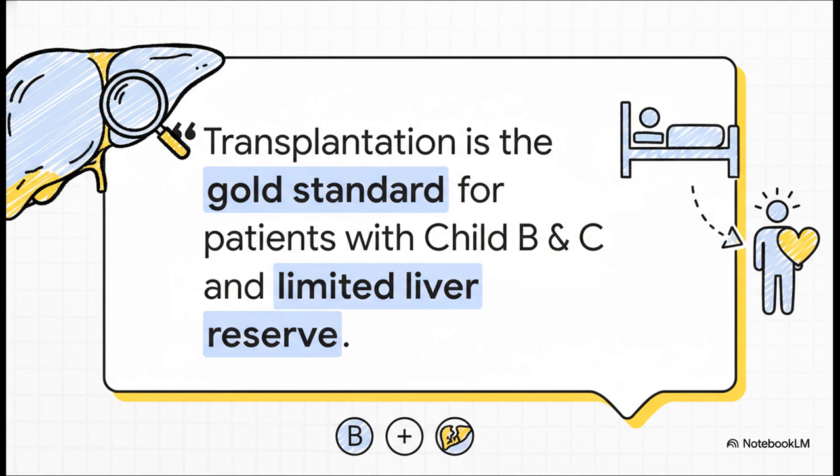Okay, good. Now let's change things up. What if he was Child-Pugh B? He's no longer a candidate for resection. What's the gold standard treatment for him now? Right.